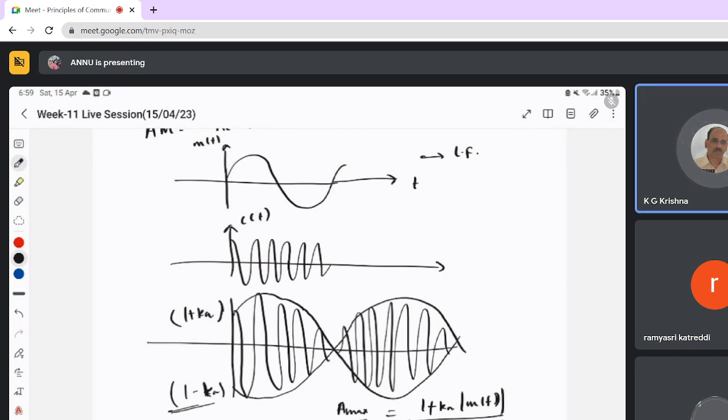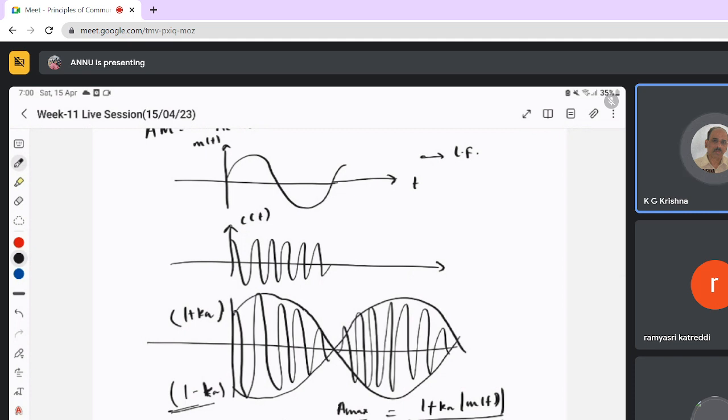See, actually, in pure amplitude modulation, we have 3 components: the carrier, the upper sideband, and the lower sideband. Slowly, later on in DSBSC, we will remove the carrier, because the power is getting consumed in it.